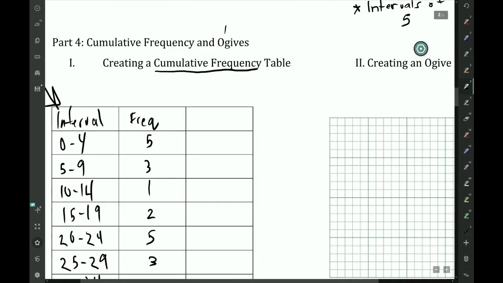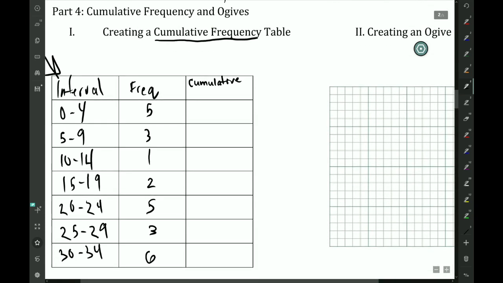So the cumulative frequency is adding up all the intervals as you start. So the first interval is always going to be the same. We're going to start at 5. Now what we're doing is adding this to the next interval, okay? So it's almost like we're looking from 0 to 9 right here. So that means I have the 5 from 0 to 4 plus the 3. So that means I'm going to have 8, okay? Well then, if I'm looking from 0 to 14, I am going to have the 8 from the others plus 1, I'm going to have 9.